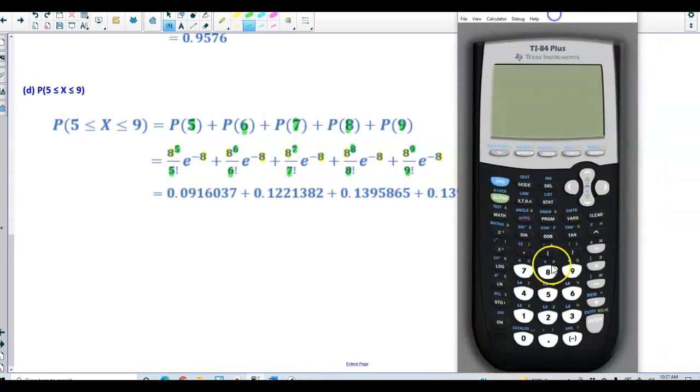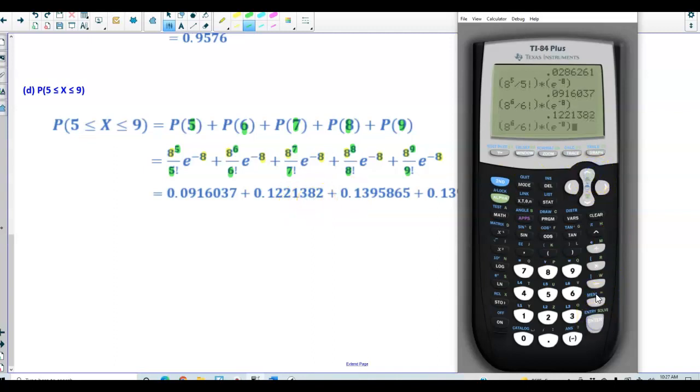So on our calculator, we can come in here, we can go ahead and press enter for that result and then change the value of x to be 5. So there's 5, 8 to the 5th power divided by 5 factorial times e to the negative 8, and that gives us 0.0916037. Okay, then we're going to go ahead and press enter again, and now this is going to become 8 to the 6th power divided by 6 factorial times e to the negative 8, and that gives us a probability of 0.1221382.